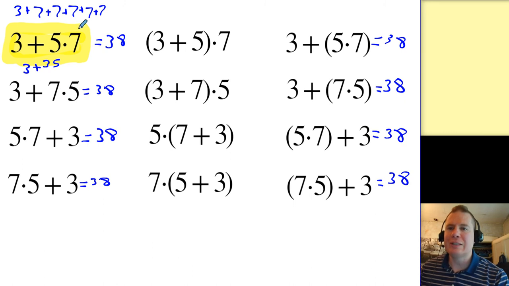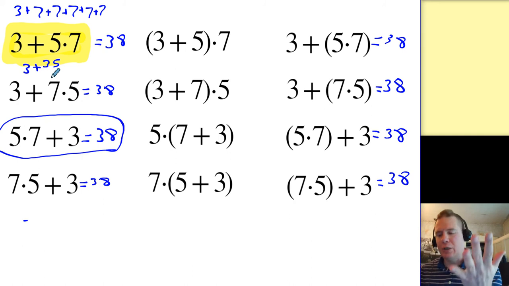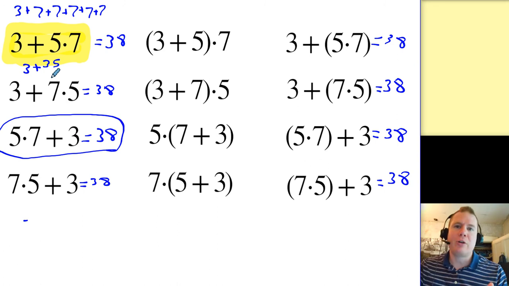Well, 7 fives is the same as 5 sevens. Multiplication is commutative. So 35 and 35, 3 more than that, 38. If I had done the 5 times 7 first, then add 3, I'm still doing 35 plus 3 to get 38. In fact, I think this is probably the easiest problem. If you start at 3 and you have to count up by 35, that's a lot.